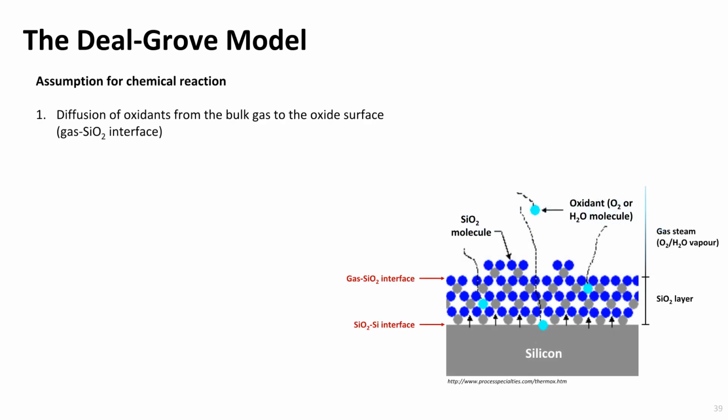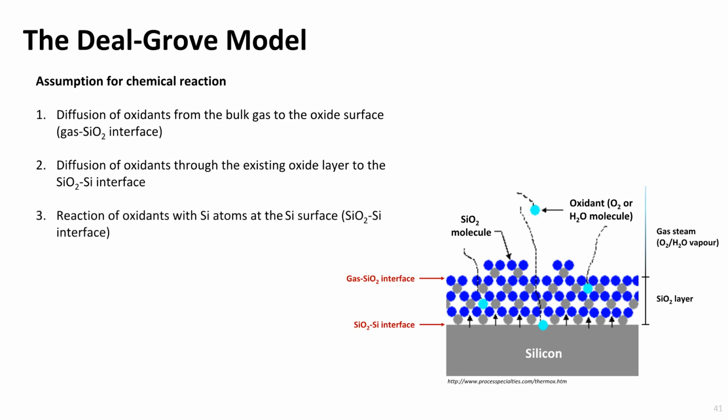The model considers three primary steps. Firstly, diffusion of the oxidants from the bulk gas, that is the gas stream in the furnace, to the outer oxide surface, the gas-silicon oxide interface. Secondly, diffusion of the oxidants through the existing oxide layer to the silicon-silicon oxide interface. Thirdly, reaction of the oxidants with the silicon atoms at the silicon surface.